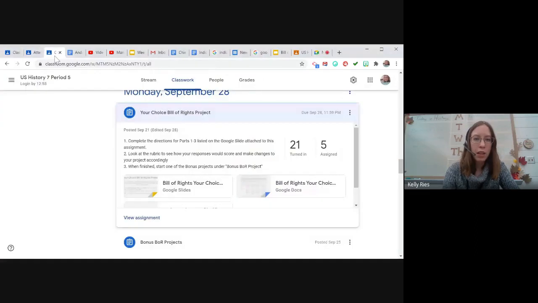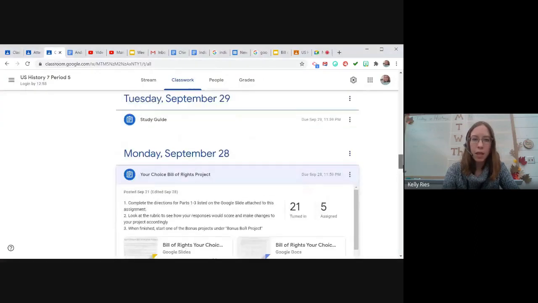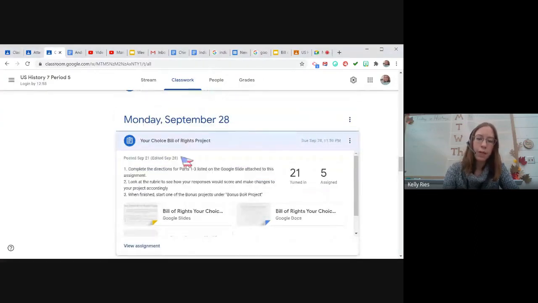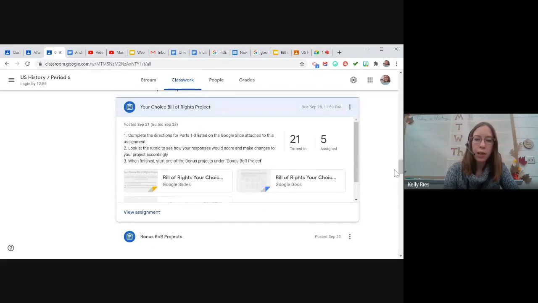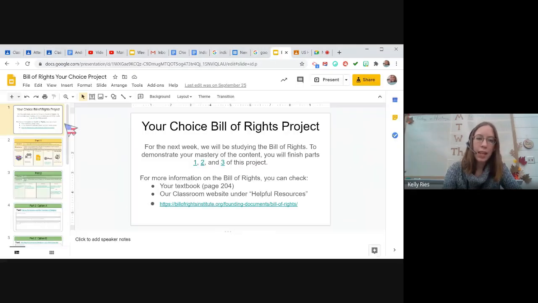Alrighty, the Bill of Rights project you can probably find if you scroll down in our classwork far enough. To find the directions, click on the Bill of Rights choice, your choice slide, and that's going to bring you right here. As you can see with the directions, for the next week we will be studying the Bill of Rights. To demonstrate your mastery of the content, you will finish parts 1, 2, and 3 of this project.